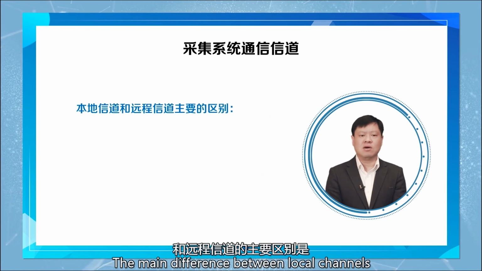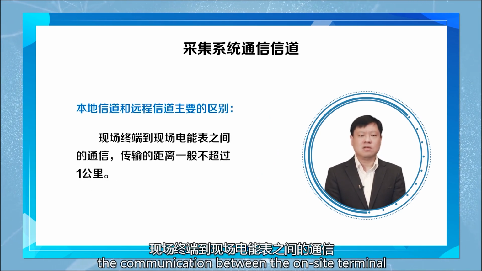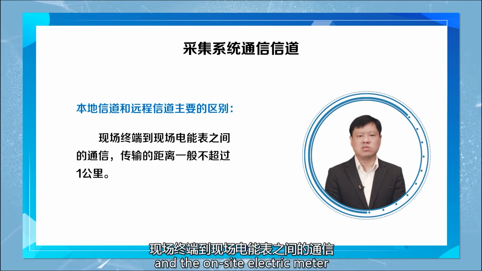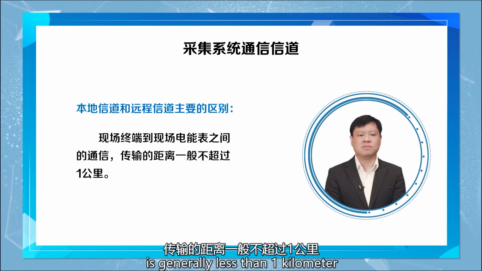Local channels. The main difference between local channels and remote channels is that they handle the communication between the on-site terminal and the on-site electrometer. The transmission distance is generally less than 1 kilometer.